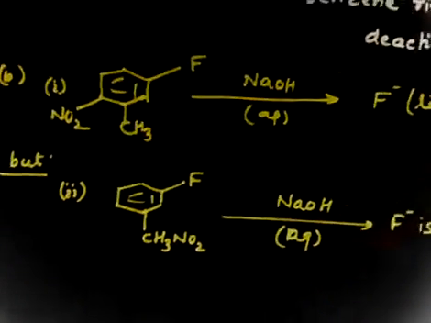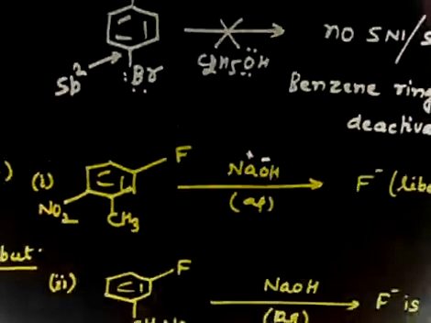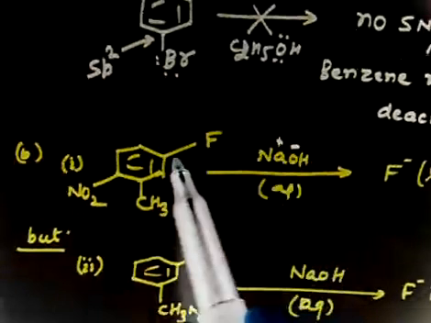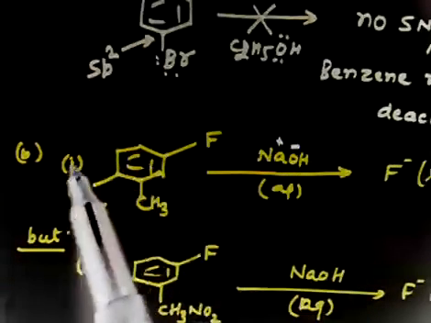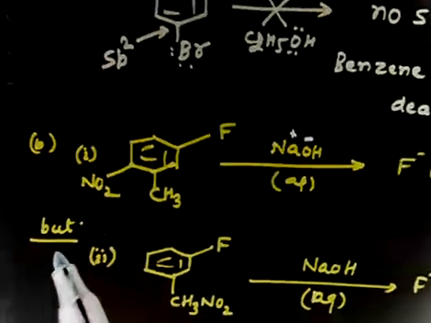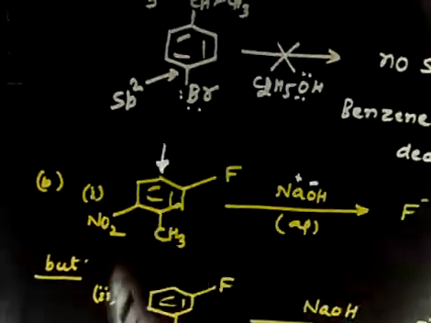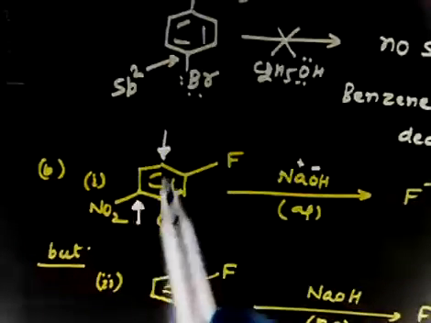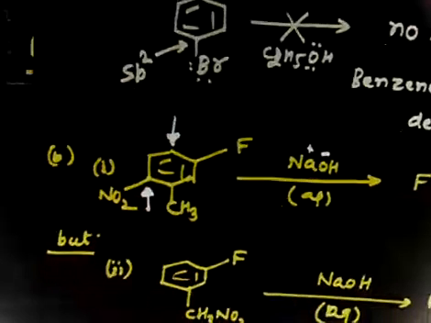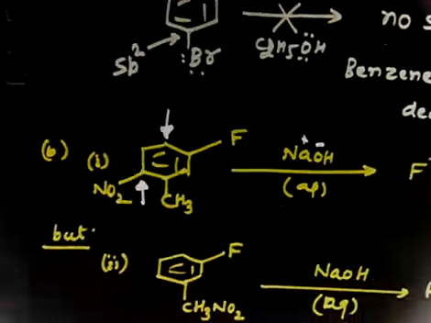Now see, nucleophilic aromatic substitution takes place. Na plus OH minus is acting as a nucleophile. Nucleophilic aromatic substitution takes place in the benzene ring only if there is a deactivating group like NO2 attached to the ring at the ortho or para position. So this is the ortho position and this is the para position. It does not have any deactivating group at the ortho position, but we have a deactivating group at the para position in this case. So this ring is deactivated, and that's why.